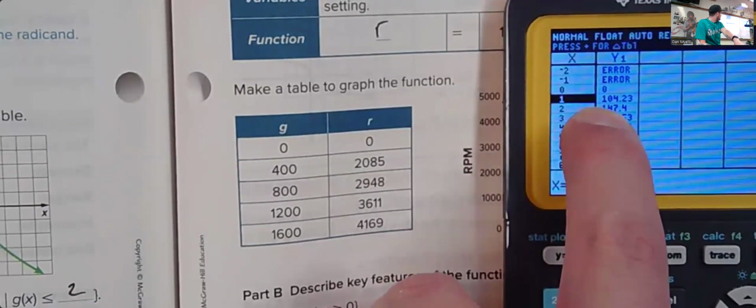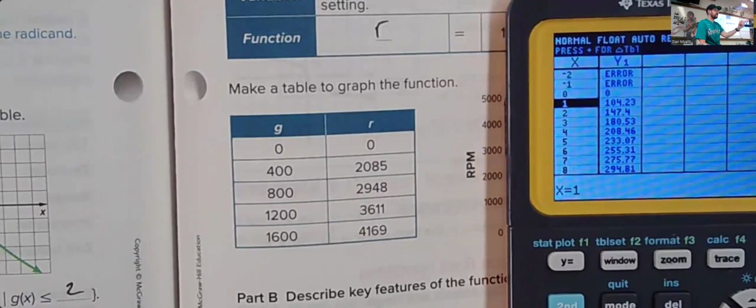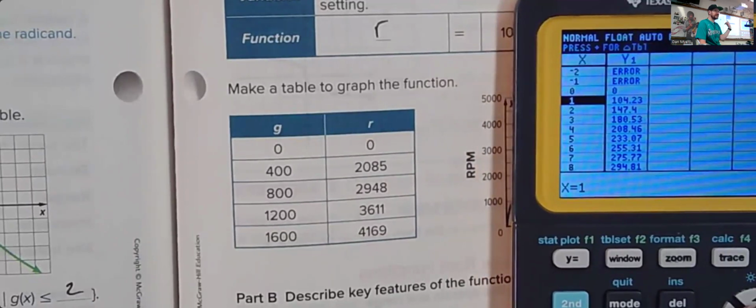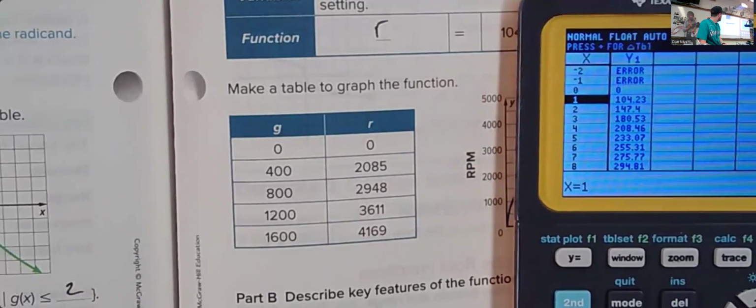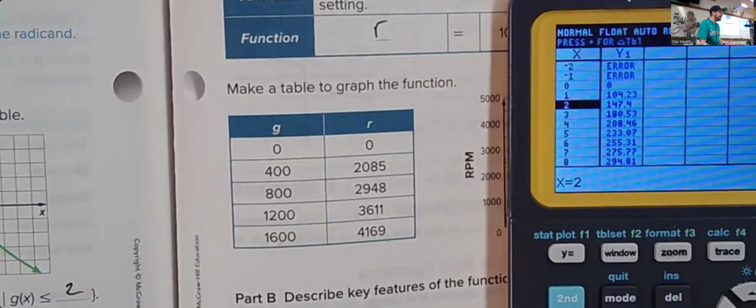That would be an RPM of 104.23. 104.23 rotations per minute is basically like a heart rate that is slightly elevated, right? 104 is not that many times per minute. If you go up to 2, it goes to 147. It doesn't increase by that much.